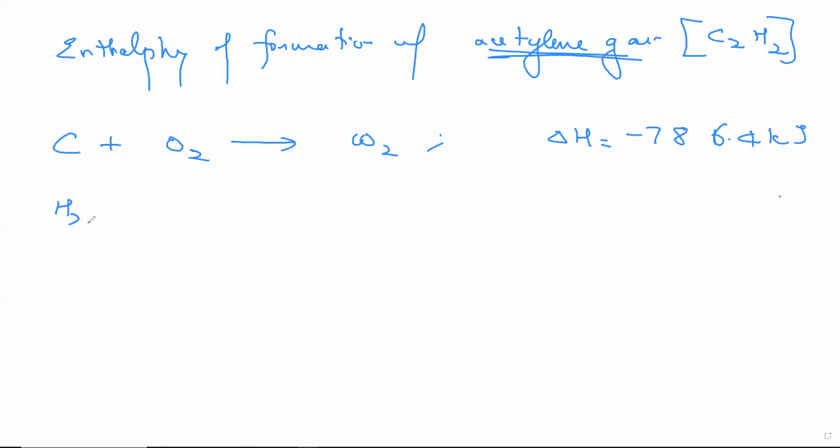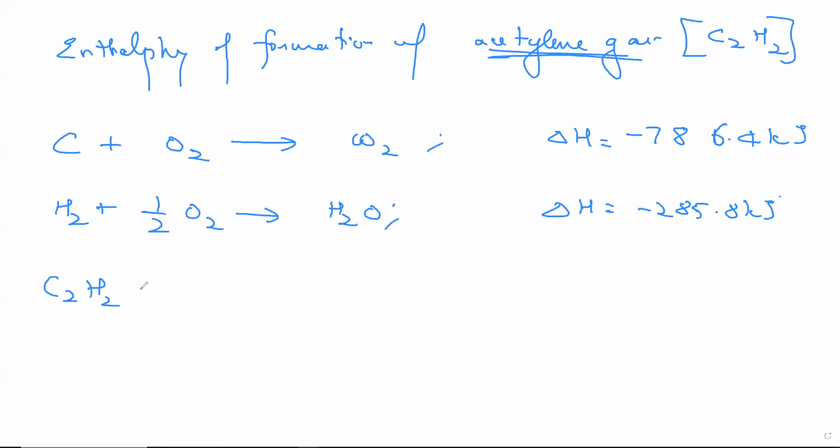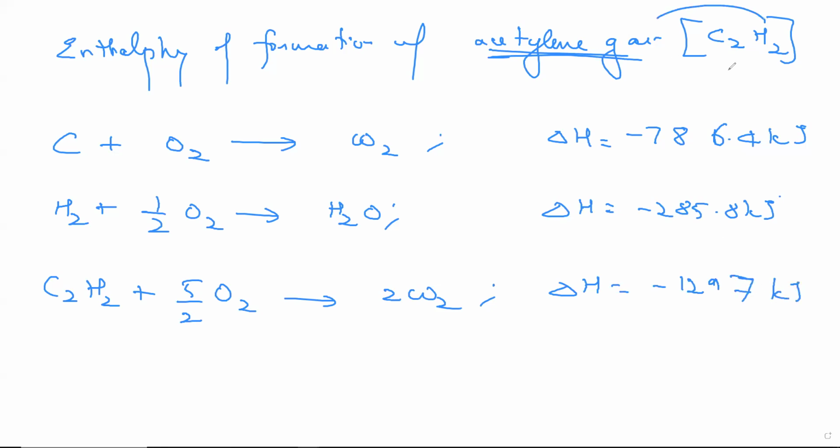Next is H2 plus O2 gives me H2O. For this, the value of delta H is equal to minus 285.8 kilojoules. Next is the last equation, C2H2 plus 5 by 2 O2, careful, gives me 2 CO2. This is what's given to me. For this also, delta H is equal to minus 1297. Careful, I'm supposed to find C2H2.